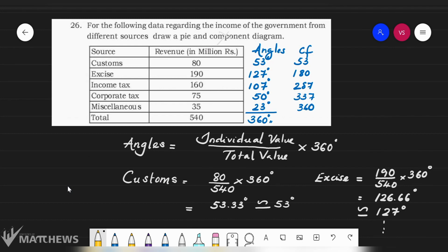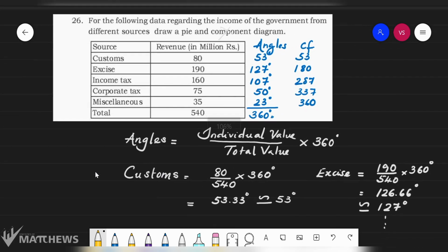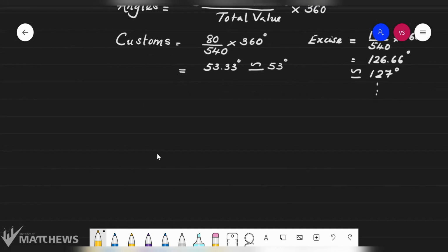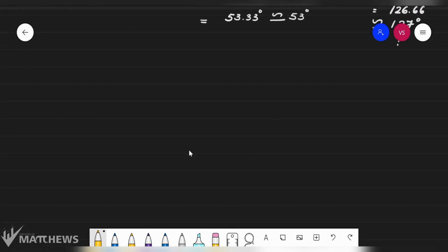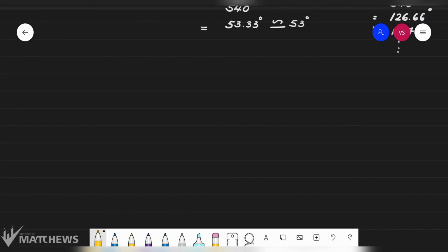So I will solve this for you, students. Please see that. Now what should be the thing that we have to do? We have to write the title. The title is very much important. What is the title that we have to write? This is a pie diagram.